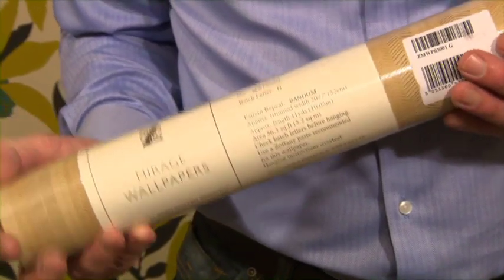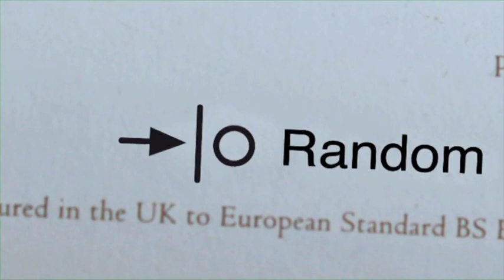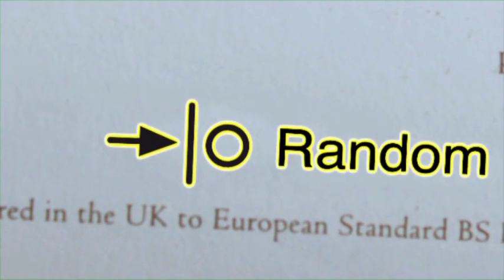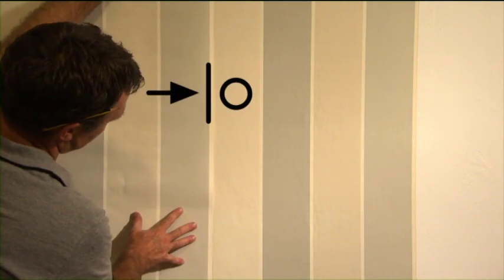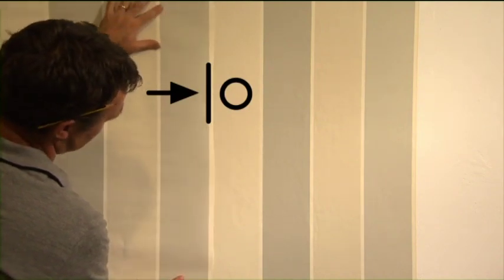Then there's the random, or free match as it's often referred. This symbol tells us that there is no match on the design and that one sheet can be hung in any position in relation to the previous one hung. This is used primarily on textured, striped or plain designs. The symbol for this is an arrow with a 0 on the other side of a vertical line.